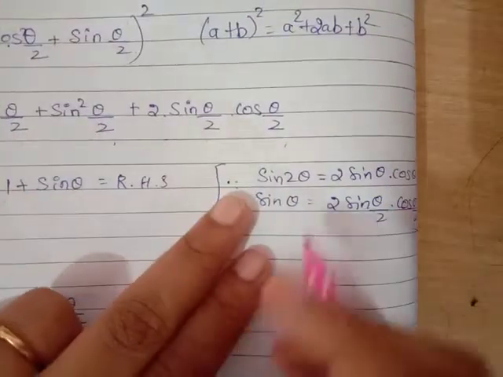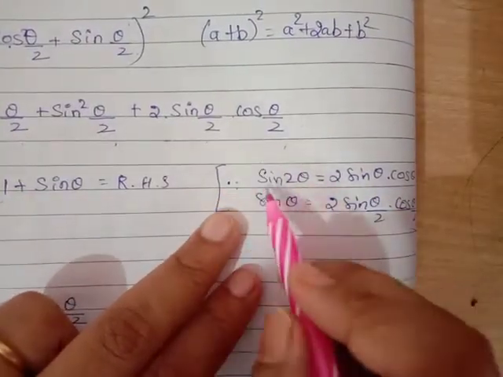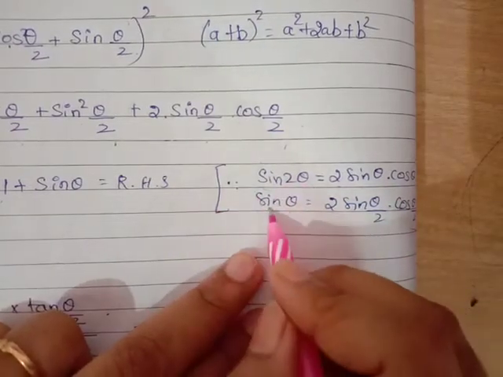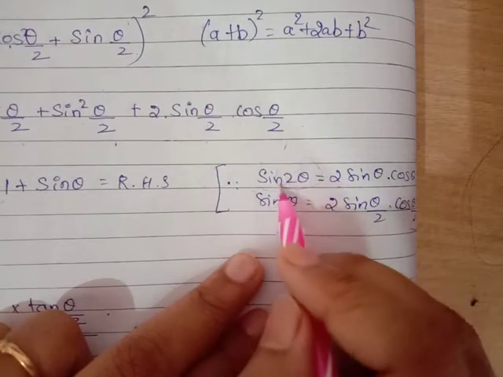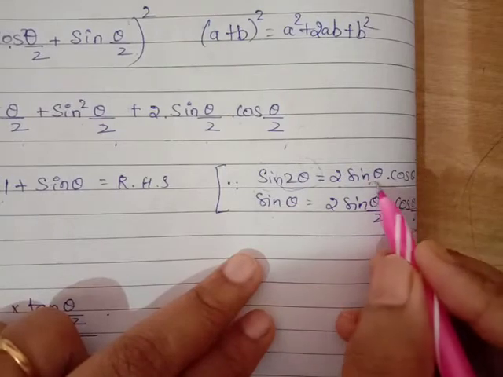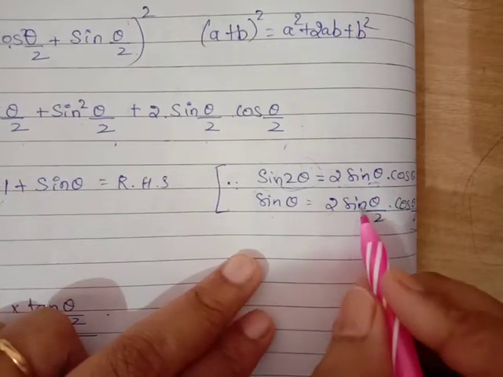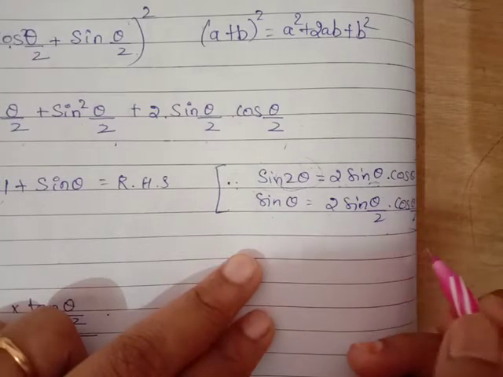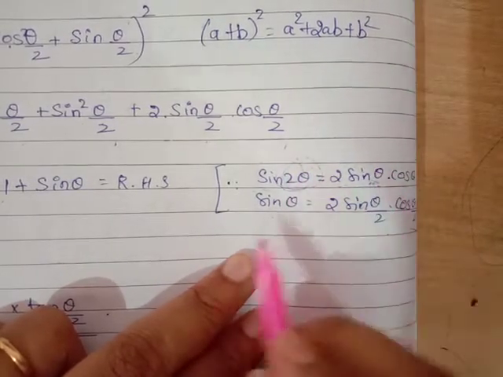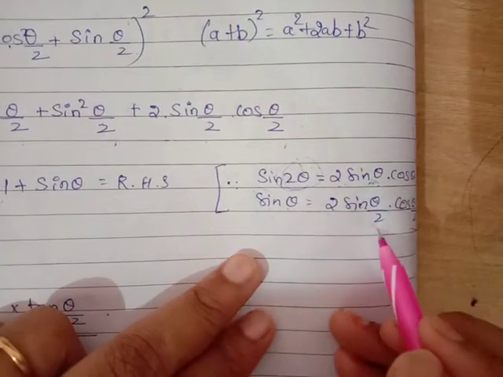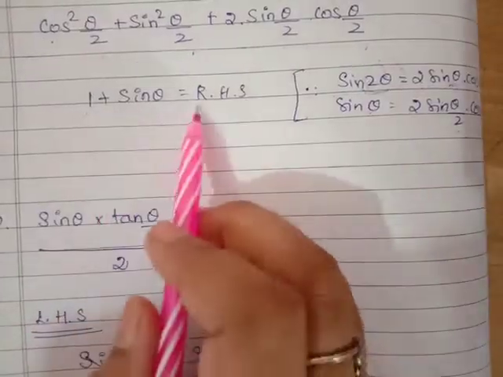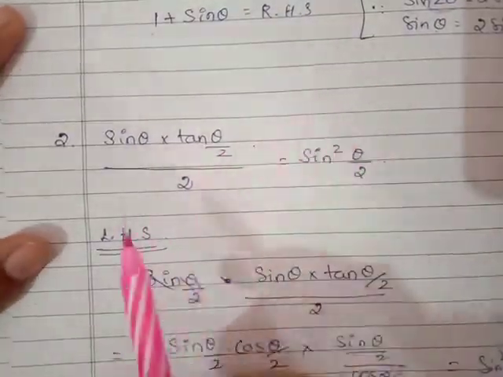Now what do we know? We know the formula for sin 2 theta, that is 2 sin theta cos theta. So what will be sin theta? In sin 2 theta you have 2 sin theta cos theta. So when it is theta, divide theta by 2. So this will be equal to 2 sin theta by 2 cos theta by 2. Okay, here if it is double, then you are getting its half, so here where it is theta, its half will be theta by 2, right? So this will be 1 plus sin theta. Okay, so this is equal to RHS.